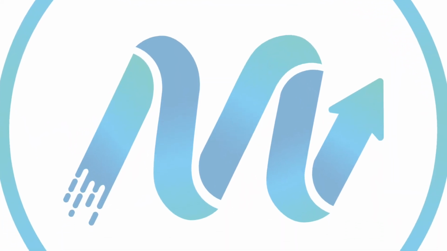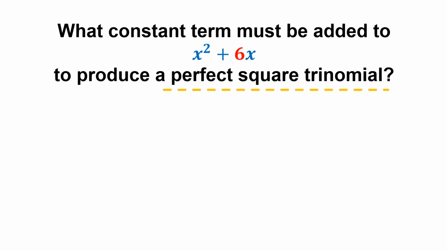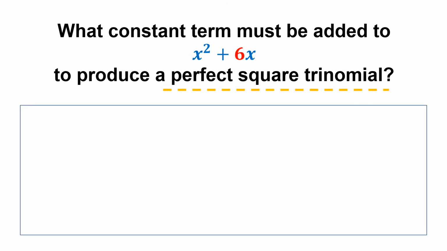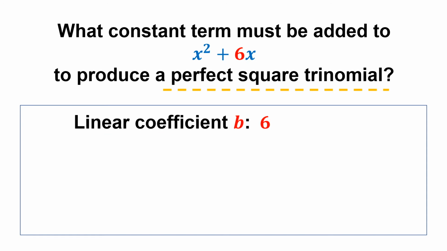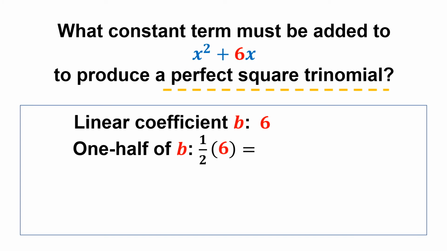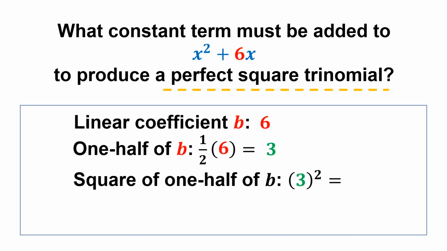Now, let's practice producing a perfect square trinomial. What constant term must be added to x squared plus 6x to produce a perfect square trinomial? To answer this, first, identify the value of the linear coefficient b. Next, take 1/2 the coefficient of b. Then, square whatever result we get. Hence, to make x squared plus 6x a PST, simply add 9.